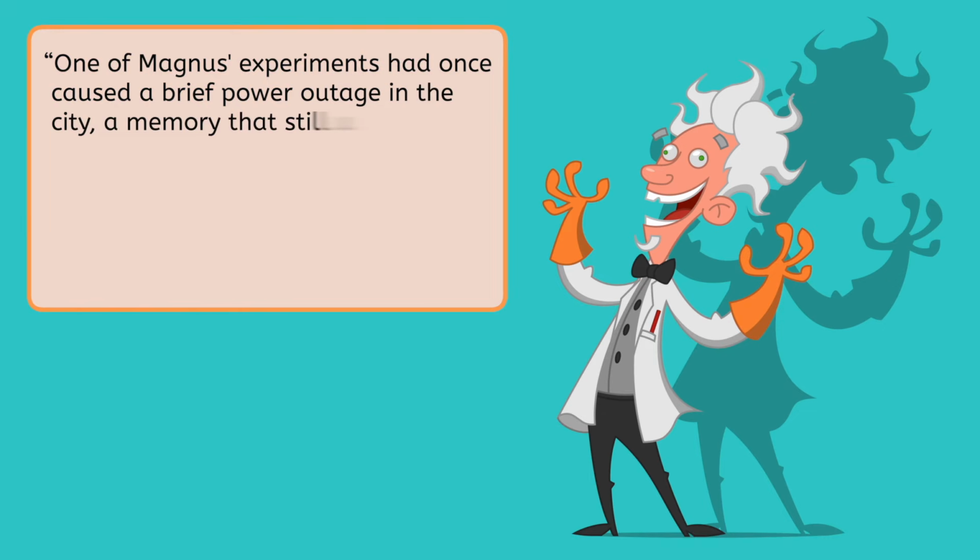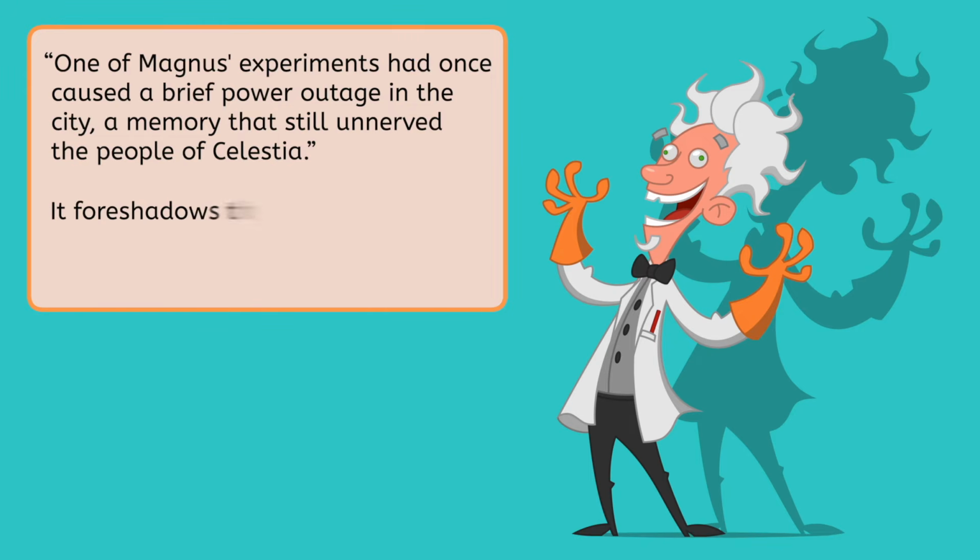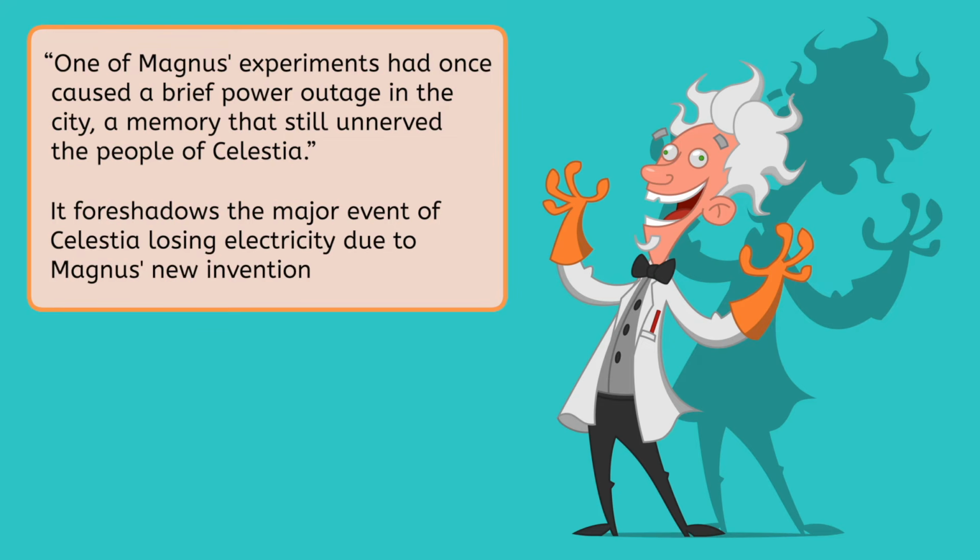One of Magnus's experiments had once caused a brief power outage in the city, a memory that still unnerved the people of Celestia. This is another foreshadowing element where the reader gets a hint that Magnus's inventions can sometimes cause power issues. This sets up the reader's expectation and adds suspense. And it foreshadows the major event of Celestia losing electricity due to Magnus's new invention.